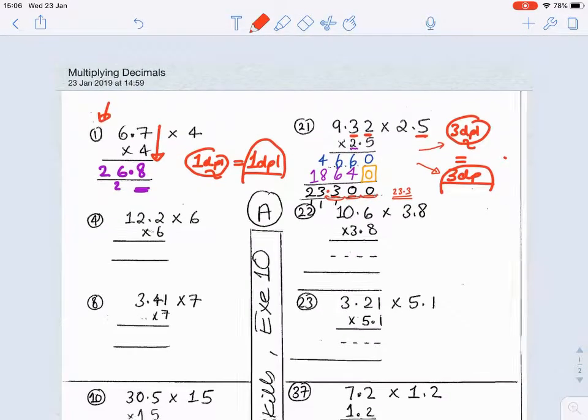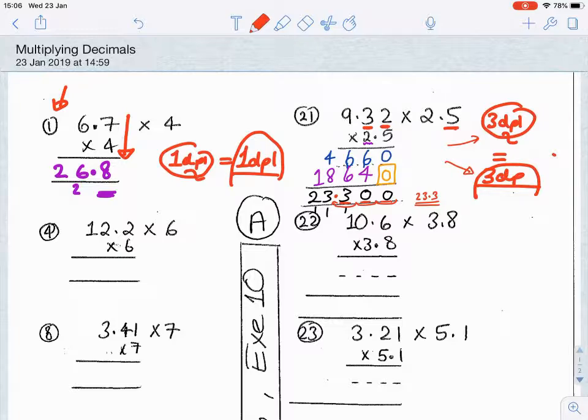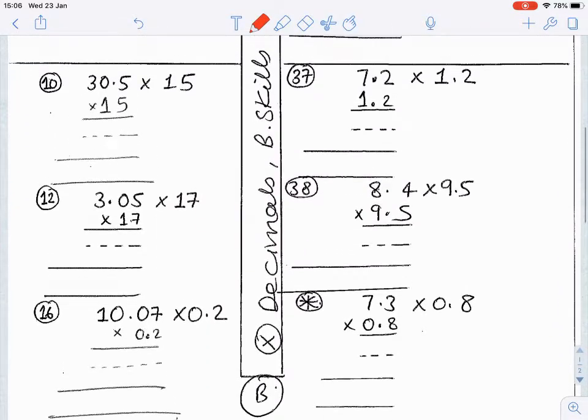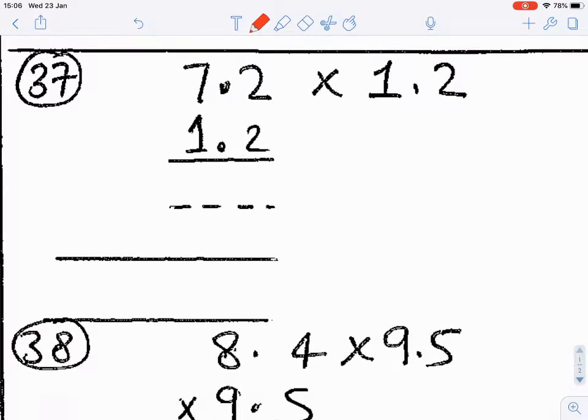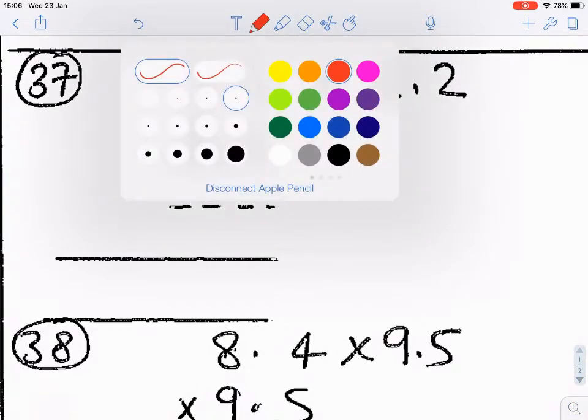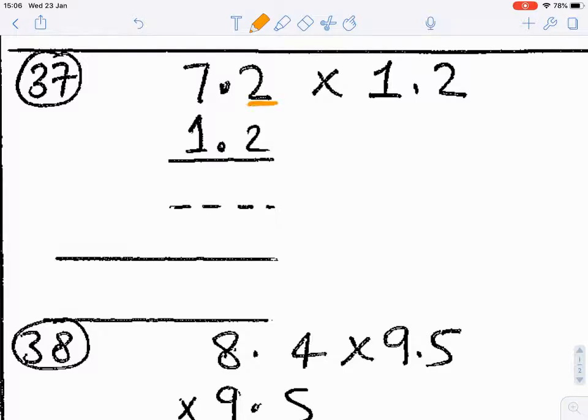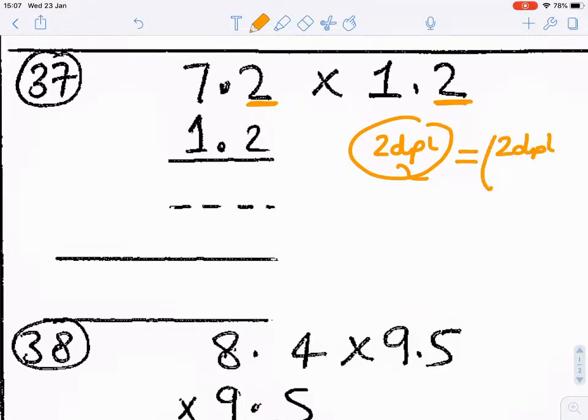So we've done 2 examples so far. Let's do one more example. Question number 37. So let's start counting. We have 1 decimal place here, 1 decimal place here. So 1 and 1 is 2. So 2 decimal places in our question, which means we'll have 2 decimal places in our answer. Let's start doing the question.